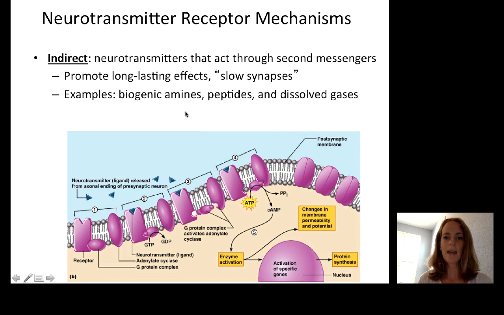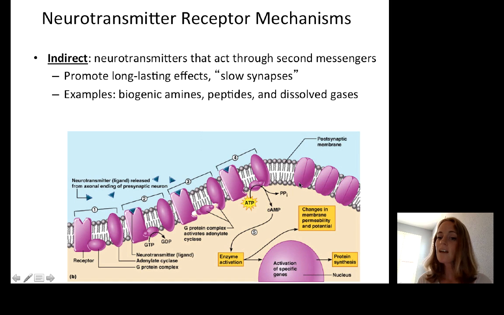The indirect way is through second messengers. So go back to your cell communication lecture and look up second messengers. This is where you have a cascade of protein and enzyme changes that are caused by the ligand receptor interaction. So here's the neurotransmitter binding to the receptor. That receptor then will be coupled to a G protein, which will trigger a series of domino events within the cell that can then cause changes inside the cell.